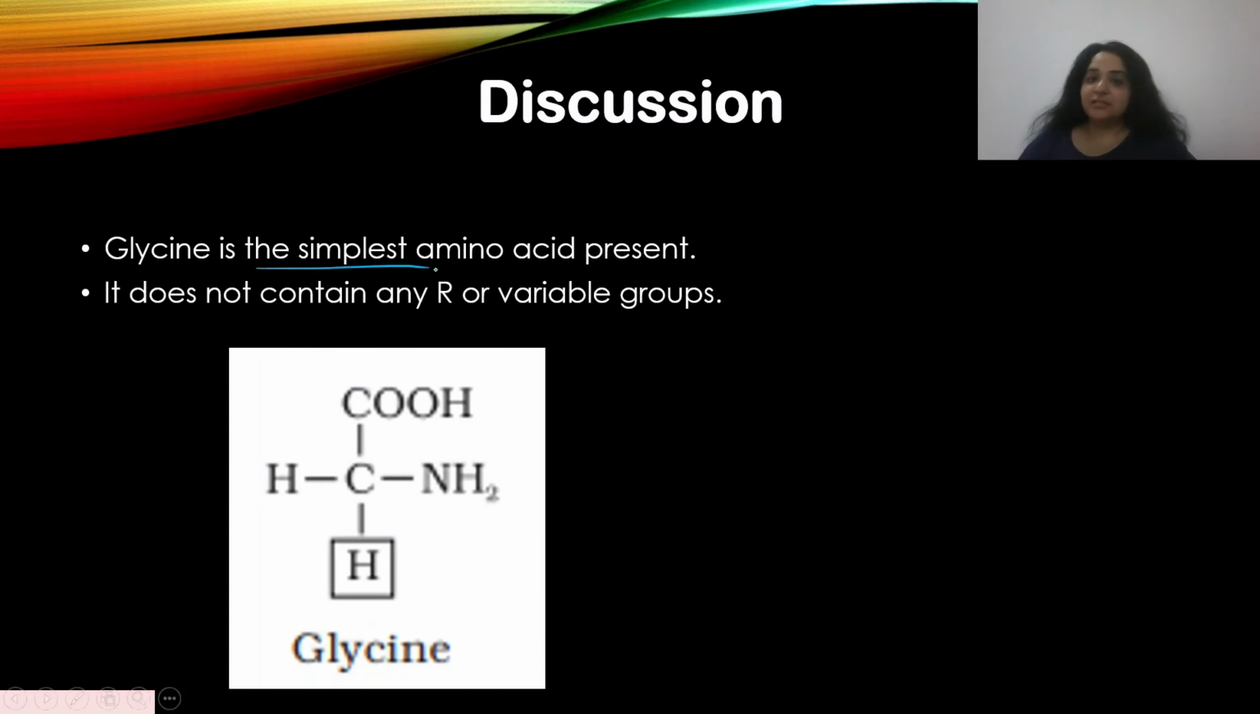So glycine is the simplest amino acid present. It does not contain any R or variable group. Remember, when we look at the other amino acids, there are various other variable groups attached to it, right? But this has no R or any variable groups attached to it. It is simple. This is the structure of glycine. It only has one hydrogen atom here. And you have a carboxylic group here, you have the NH2 amino group over here, and you have 2 hydrogens. All right, so it's a very basic structure. All right, let's move on.